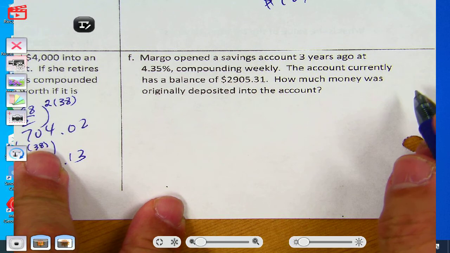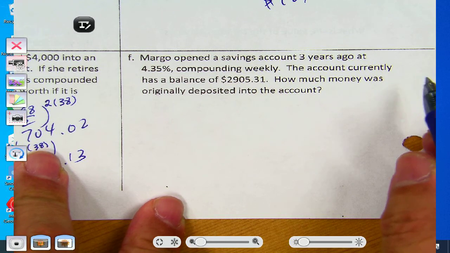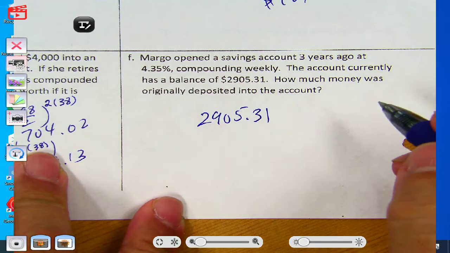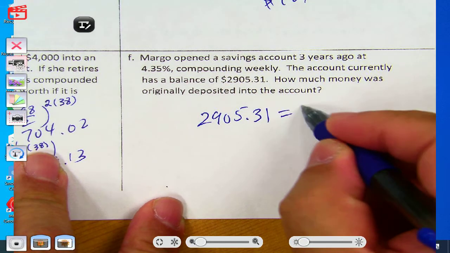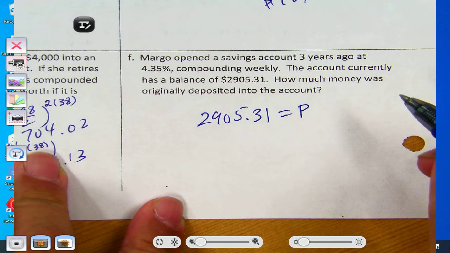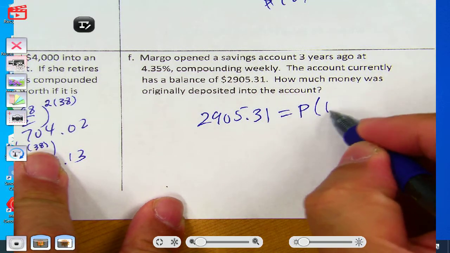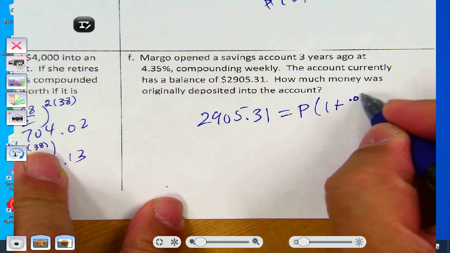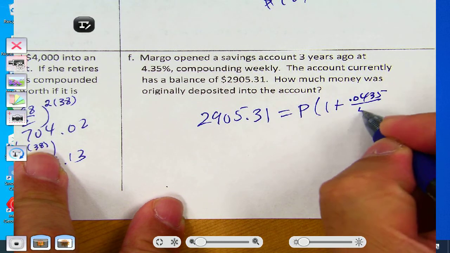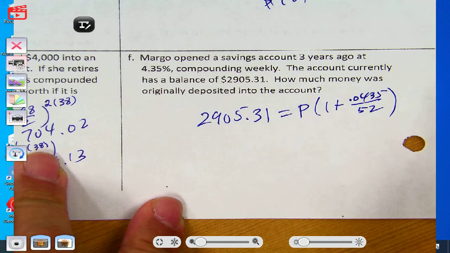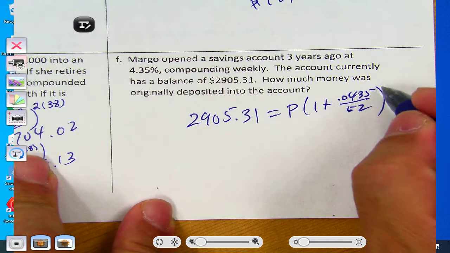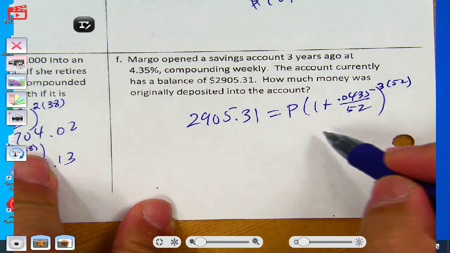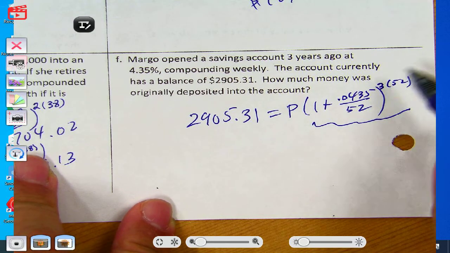It says the current balance is $2,905.31. So that means I don't know what the initial amount was. It's compounded 52 times a year, so it's 1 plus 0.0435 over 52, and it's been sitting there for 3 years, so it's 3 times 52. So you got to figure out what this number is, and then divide by it.